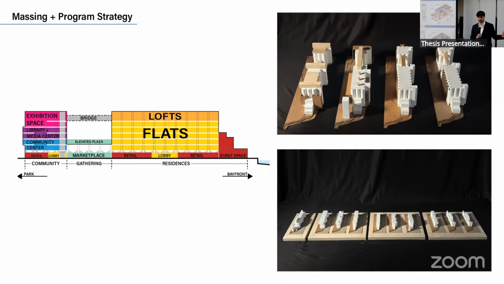You can see here in the program strategy diagram as well, there will be new apartments as well as lofts, retail opportunities on the ground level, and then essentially a community tower is what we came up with, kind of dividing up the existing monolith into 3 distinct regions.